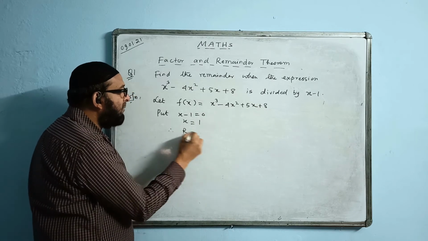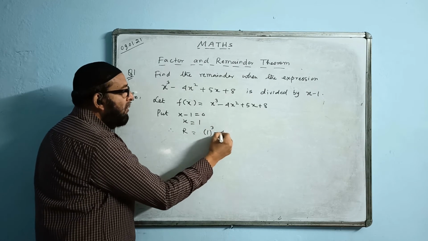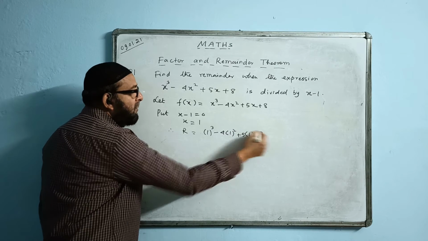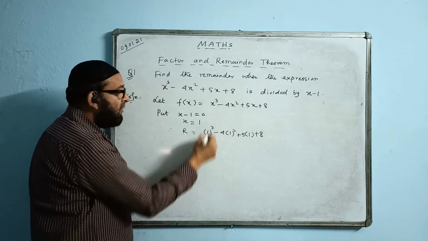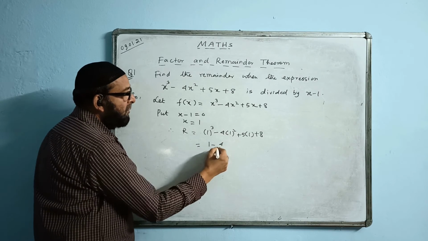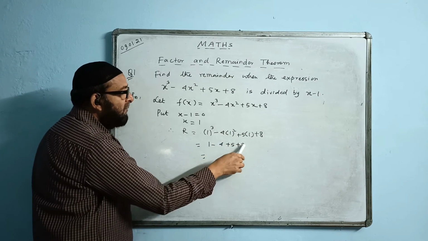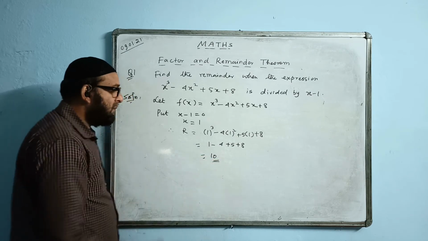Therefore, we write the remainder equal to, x value we have put 1 here. You get 1 cube minus 4 into 1 square plus 5 into 1 plus 8. Now we simplify, and that is the answer for remainder. 1 cube comes 1, 4 into 1 square is coming 4, plus 5 plus 8. Let us simplify. 8 plus 5, 13 plus 1, 14 minus 4, the answer is 10. This is the value of remainder.